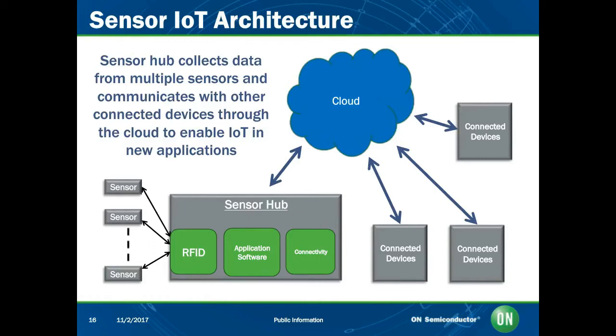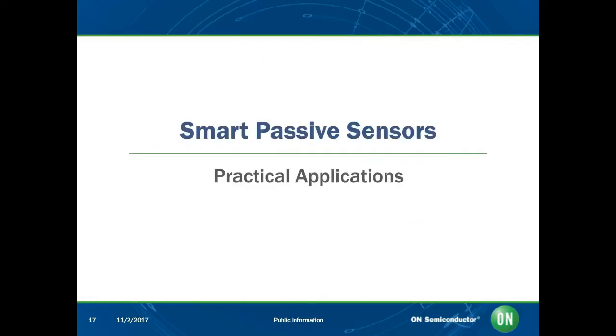With this type of approach, this is another view of how the sensor IoT architecture looks when using the smart passive sensors as part of the system. On the bottom left here, we show the sensor hub, which does the RF communication. It will have some application software on it and some connectivity that's talking to the sensors. From there, the sensor hub sends the data to the cloud in this example, and connected to the cloud could be various other connected devices to complete this whole IoT connectivity and functionality.